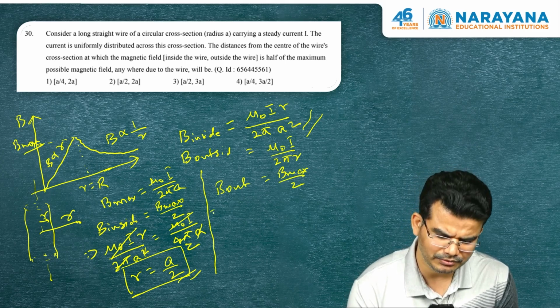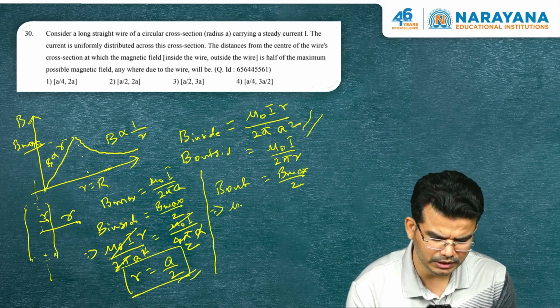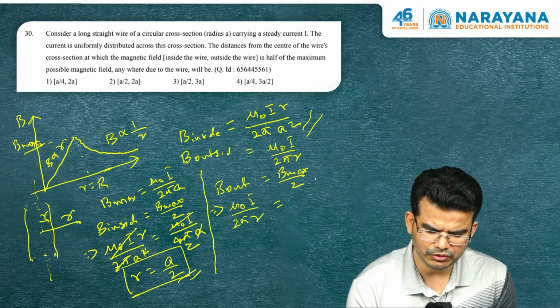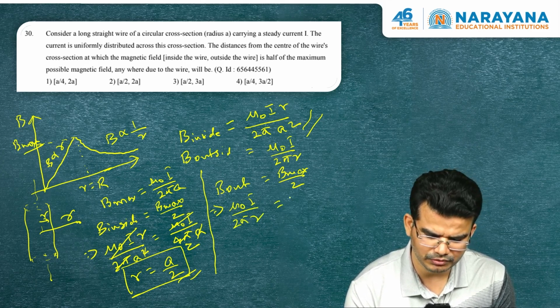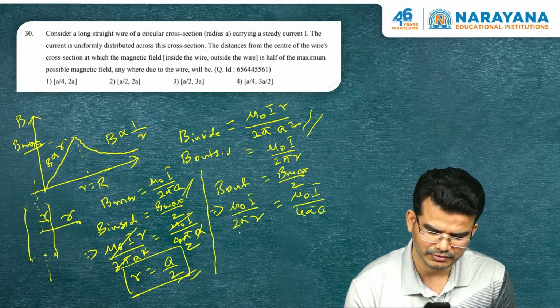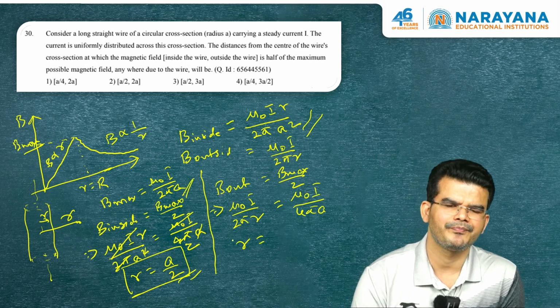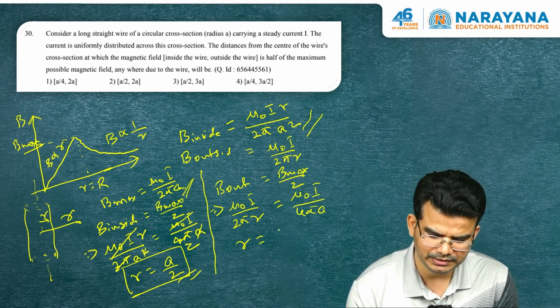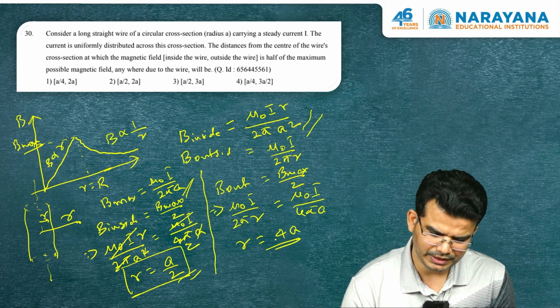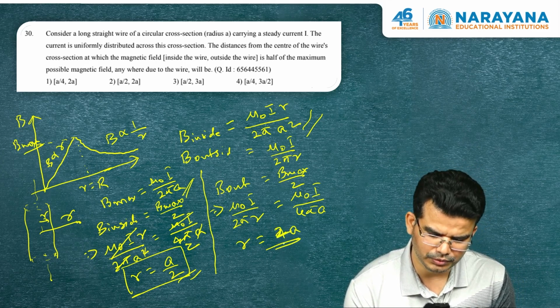What is B outside? The formula is mu naught I upon 2 pi r, and this must be equal to B maximum by 2. Now we can say mu naught I upon 4 pi a, because B maximum we have written this, so it is half. From here we are getting R equal to how much? R equal to 4a, no sorry, R equal to 2a.